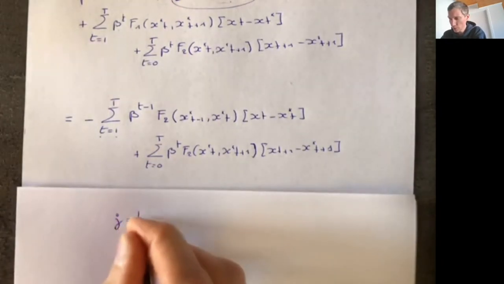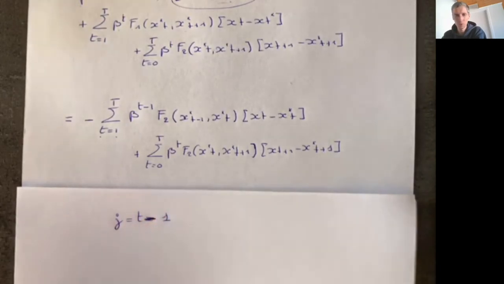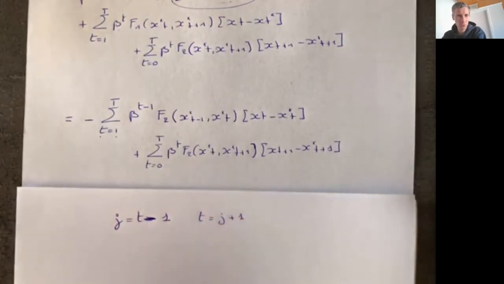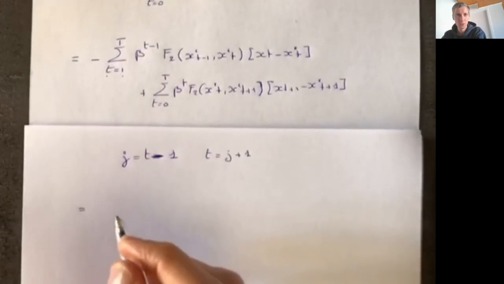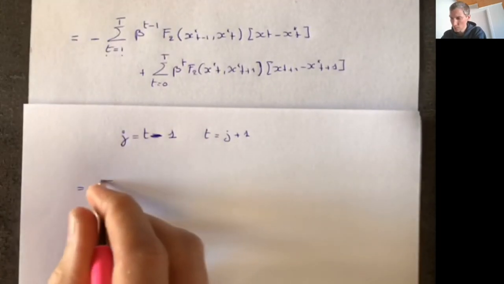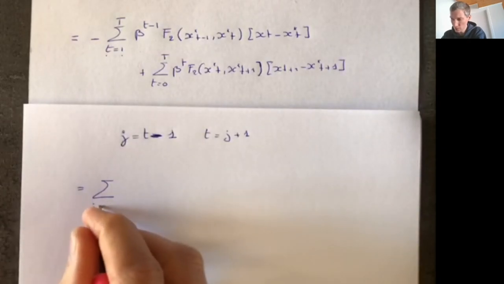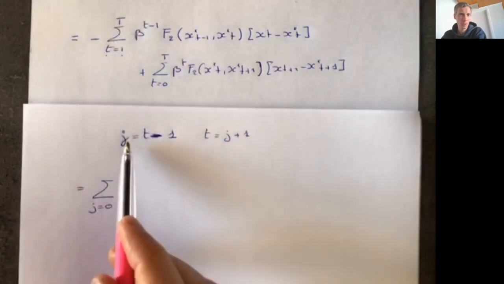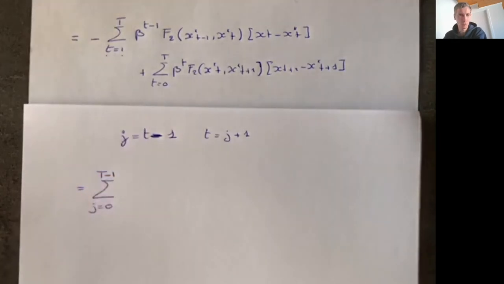So j is going to be equal to t minus 1, or t is equal to j plus 1, which is the same thing. So this is going to be equal to the sum. If t is equal to 1, then j is equal to 0, so this runs from j = 0. If t is equal to capital T, then j is equal to capital T minus 1. So I'm running from j = 0 to T minus 1.